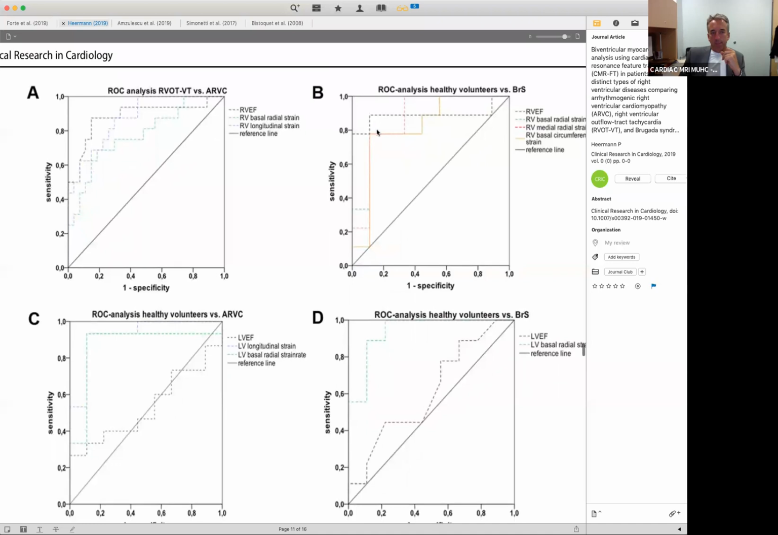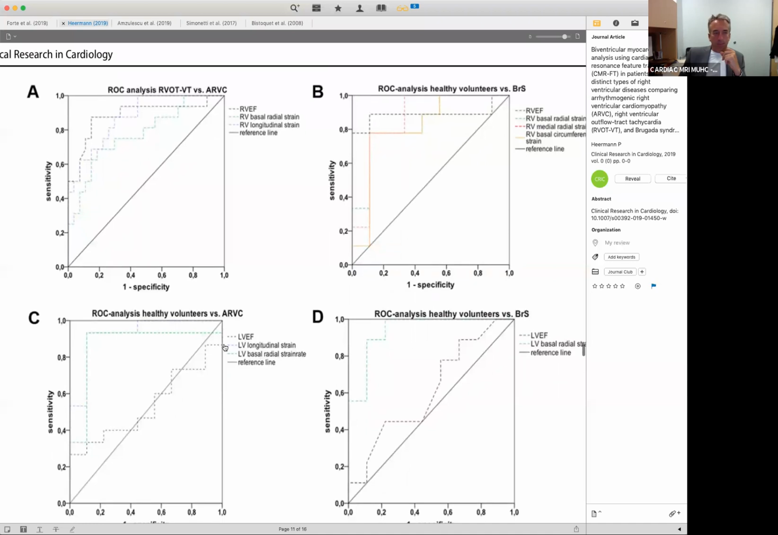whereas here, healthy volunteers versus ARVC, you see that the radial strain in this example, and the longitudinal strain outperform the ejection fraction big time.